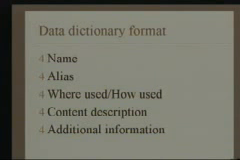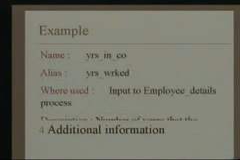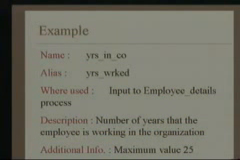You have some additional information, maybe some special information about the item, like say some boundary conditions or something like that. Let's see an example of what exactly it is. The example is where in the name you have the years in the company. That's YRS_IN_CO. There is an alias also, which is YRS_WRKED. Where is it used? It is used as an input to the employee details process.